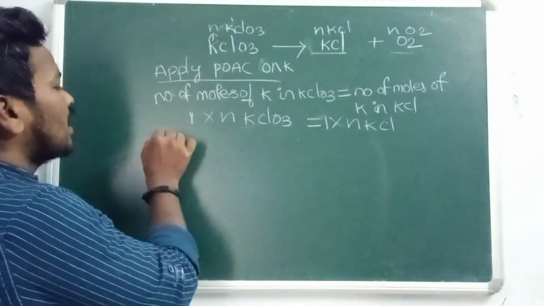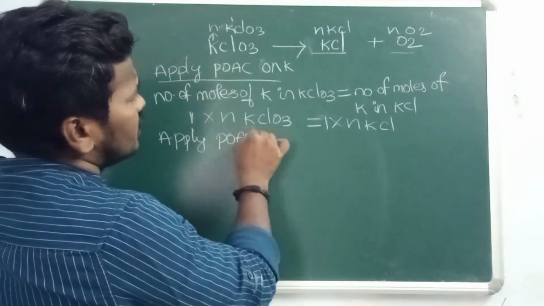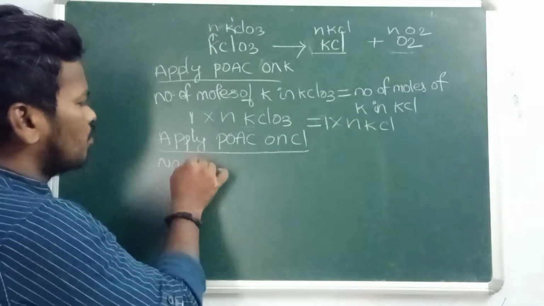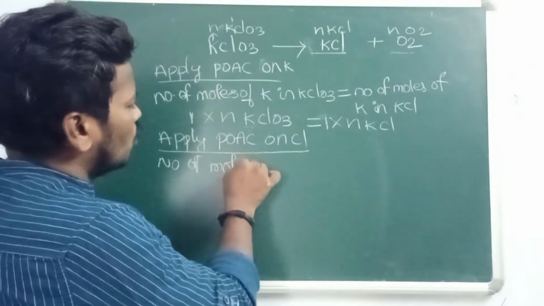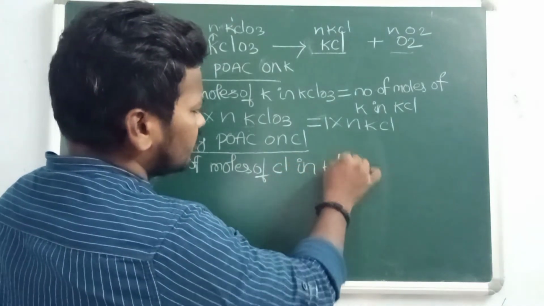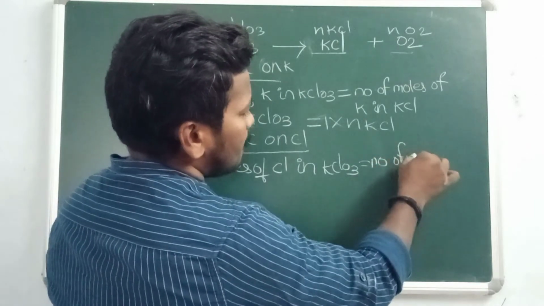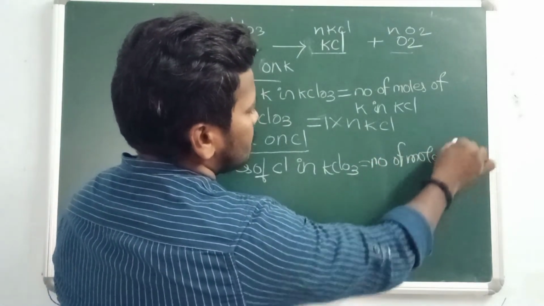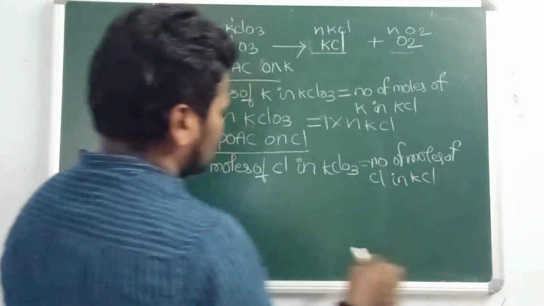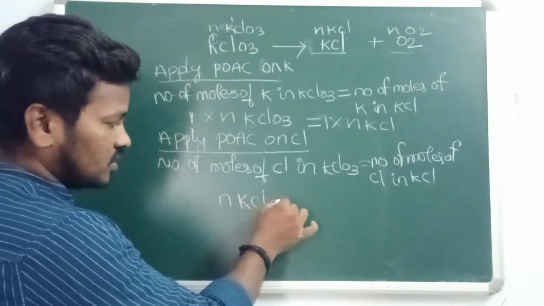So now we apply POAC on chlorine. Same thing: number of moles of chlorine in KClO3 is equal to number of moles of chlorine in KCl. So now we take N moles. How many moles? N moles of KClO3.